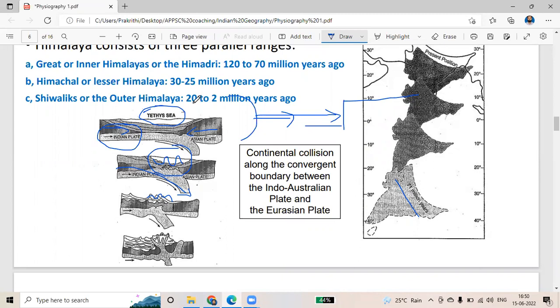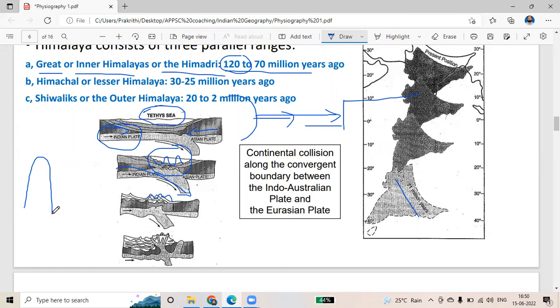इसमें फर्स्ट फोल्ड हो गया 120 to 70 million years ago. तो 70 million से शुरू हो गया है 1 million तक. And that first fold or the first mountain is known as the Greater Himalaya or the Inner Himalaya or the Himadri. 3 names है. हिमाद्री बोलने से, इनर हिमालय बोलने से, ग्रेटर हिमालय बोलने से, ये है the first one. तो first fold हो गया, that is Greater Himalaya.